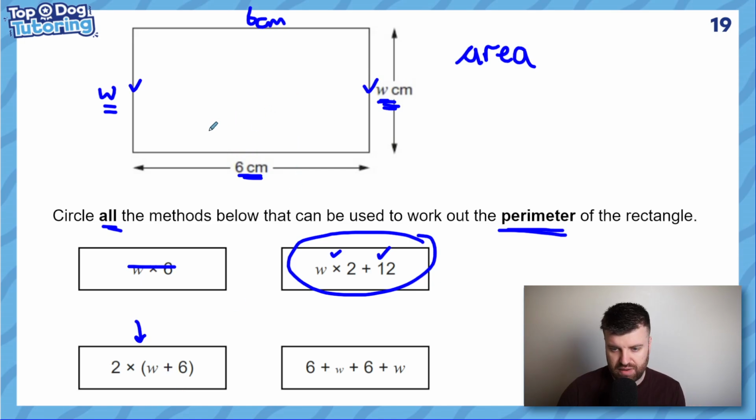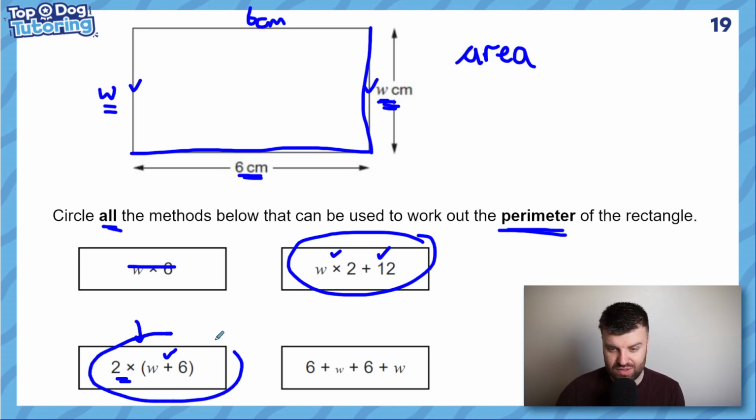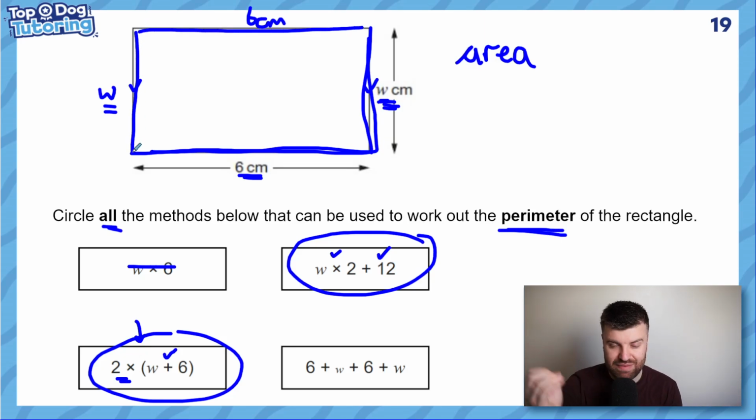W plus 6. Okay. W plus 6 would get me this 6 plus this W. So that gets me that bracket there, and then I'm going to multiply that by 2. Aha. That does work. Can you see how 2 lots of 6 plus W will get me another 6 plus W, which gives me the rest of the sides? That does give me the perimeter.